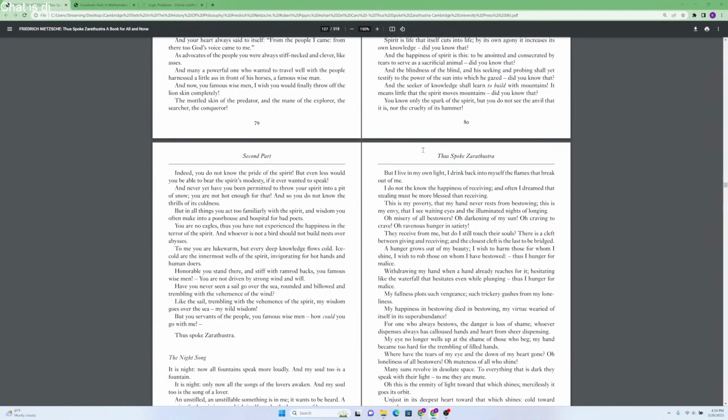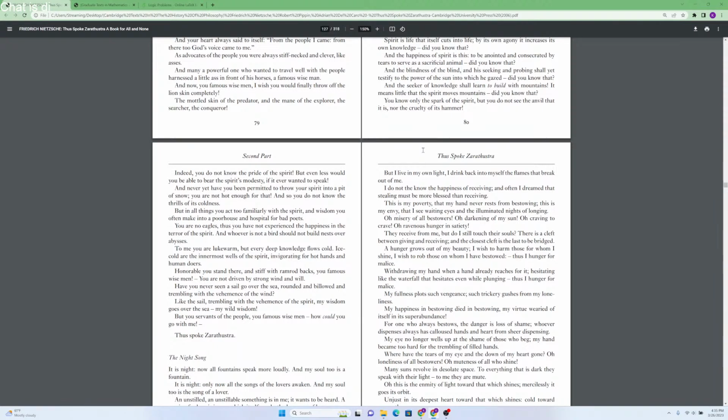You know only the spark of the spirit, but you do not see the anvil that it is, nor the cruelty of its hammer. Indeed, you do not know the pride of the spirit, but even less would you be able to bear the spirit's modesty, if it ever wanted you to speak. And never yet have you been permitted to throw your spirit into a pit of snow. You are not hot enough for that. And so you do not know the thrills of its coldness.